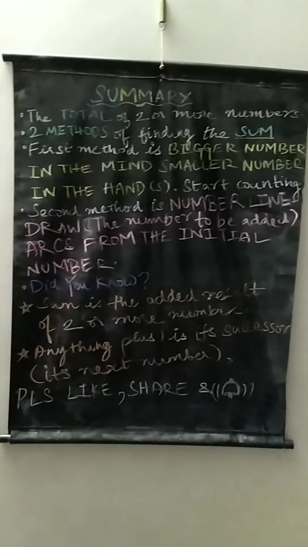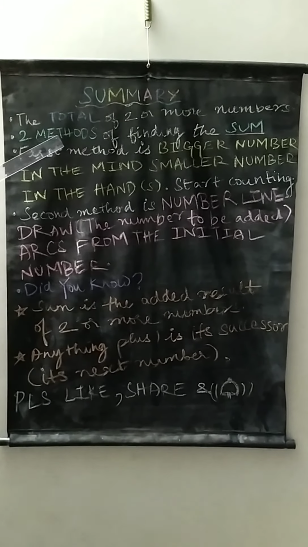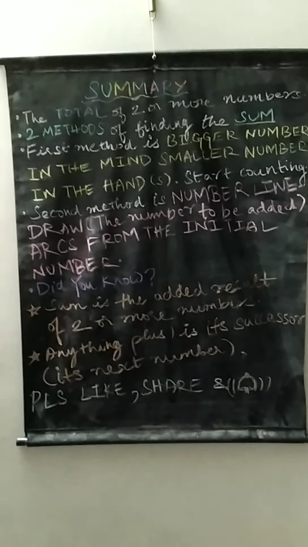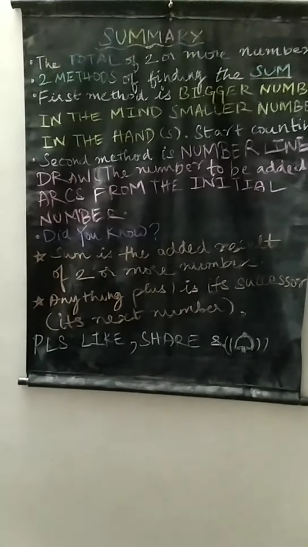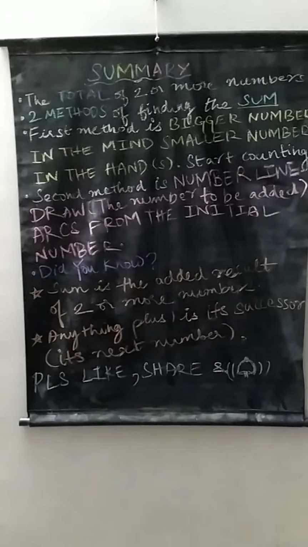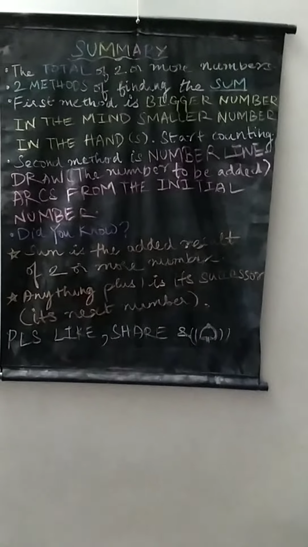Let's have a summary of the topic addition. Okay, so what's addition? Addition is a total of 2 or more numbers. So basically, like I told you, you have 2 chocolates plus 1 chocolate. So you have to add both to find the total number of chocolates you have.